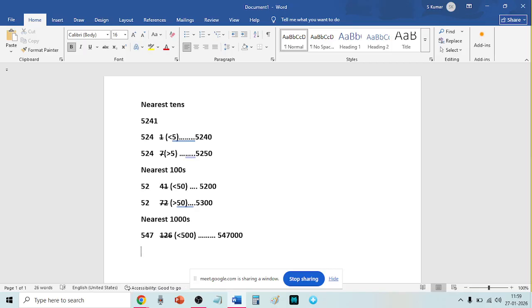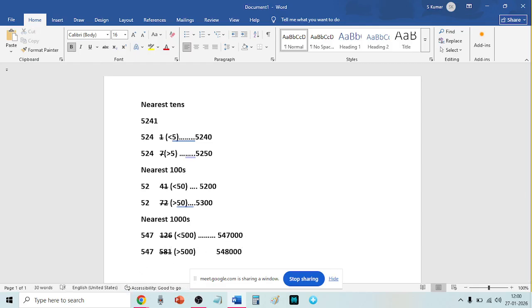And supposing it is 547581. Now it is more than 500, greater than 500. So change 547 to 548, and then 0 0 0. The remaining part is always 0. What you don't need is always 0. That part has no change, but 7 becomes 8.